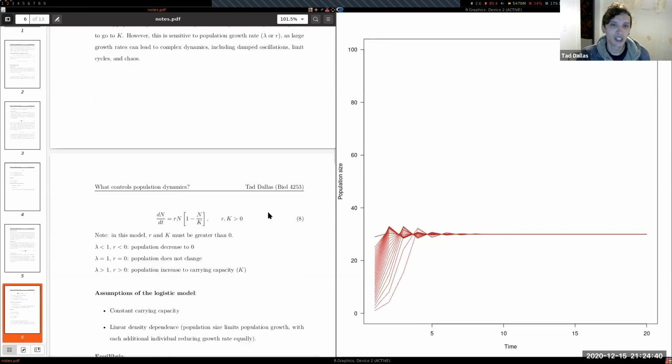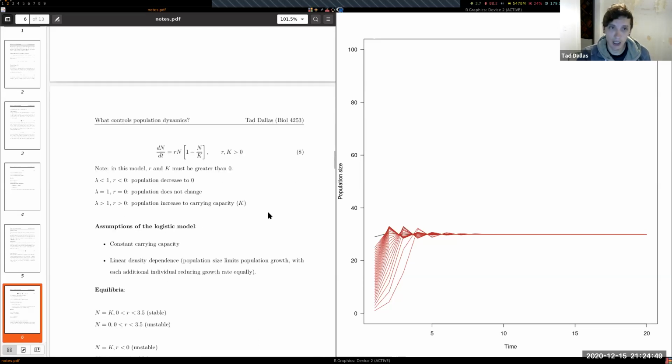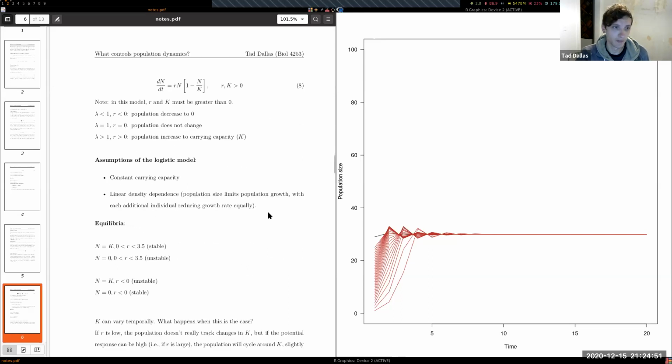And so we're not just sticking at k and staying there, but k is still an equilibrium point. So having an n equal to k is a stable equilibrium if r is greater than 0. If little r is less than 0, it is an unstable equilibrium point.